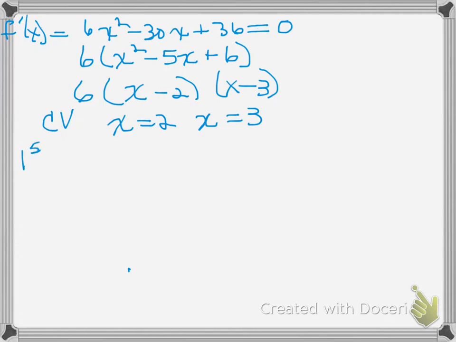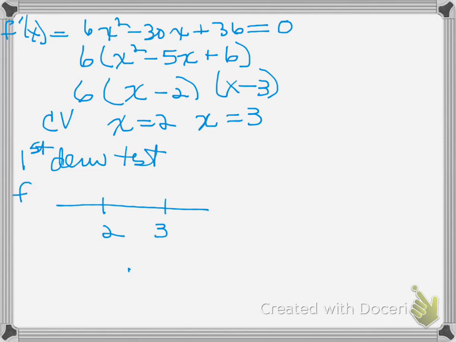Here will be the first derivative test info. On my number line, I put the 2 and the 3, and I'm going to indicate I'm checking the first derivative. So pick a number to the left of 2. 0 is a nice number. If I plug 0 in here in my factored form, I get 6 times a negative times another negative, which is going to give me a positive, and therefore the value to the left of 2 is positive.